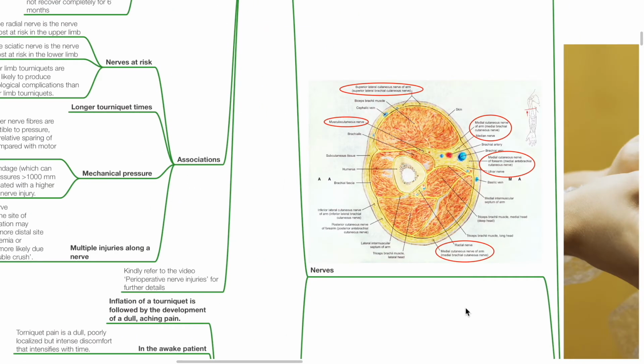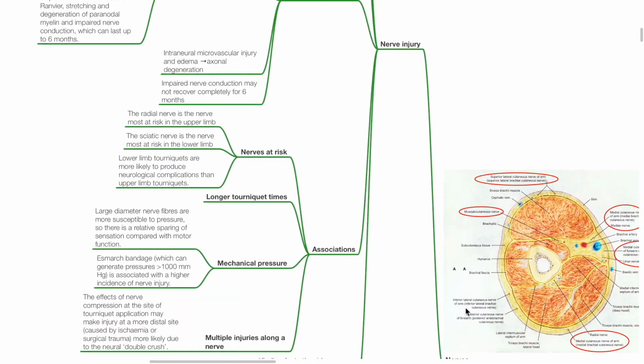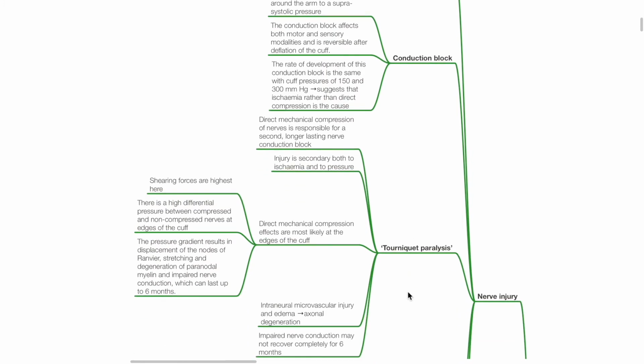Mechanical pressure effects on the nerves include nerve injury and tourniquet pain. Nerves under the cuff itself are vulnerable to nerve injury. A physiological conduction block develops between 15 and 45 minutes after inflation of a cuff around the arm to a suprasystolic pressure. The conduction block affects both motor and sensory modalities and is reversible after deflation of the cuff. The rate of development of this conduction block is the same with cuff pressures of 150 and 300 mmHg, and this suggests that ischemia rather than direct compression is the cause.